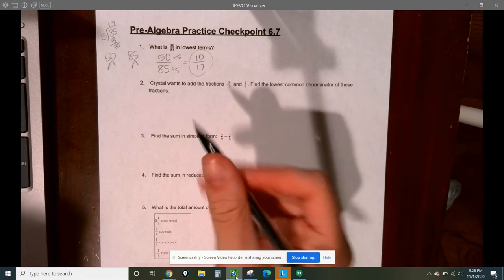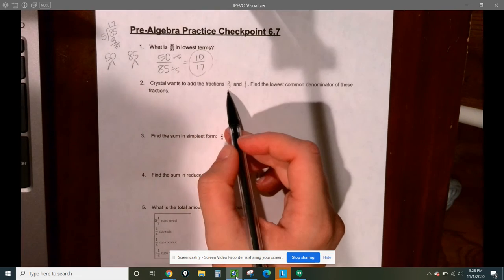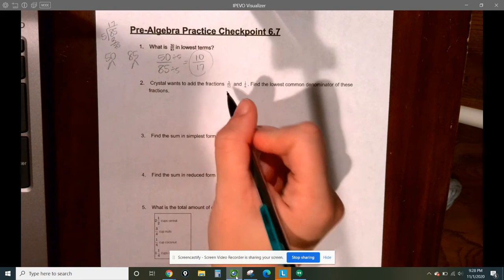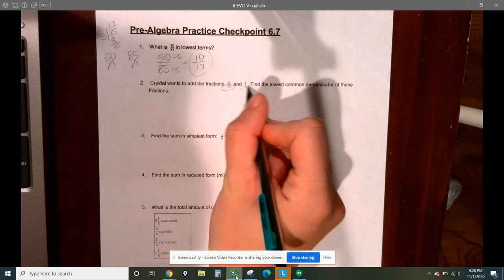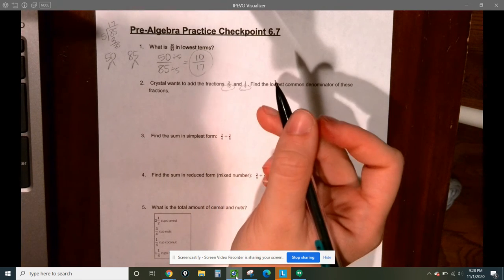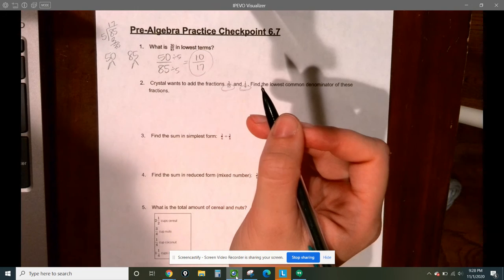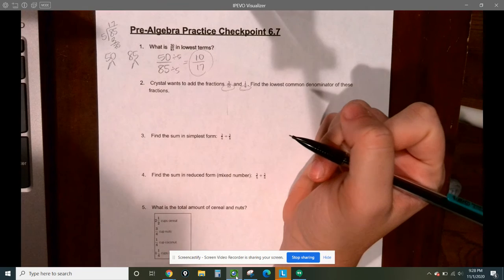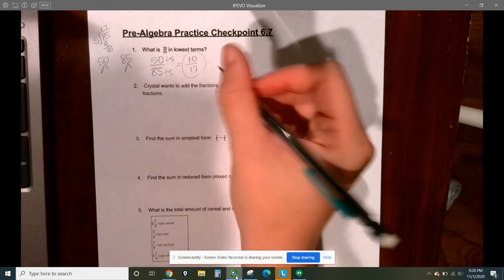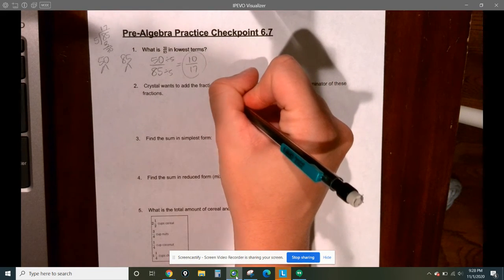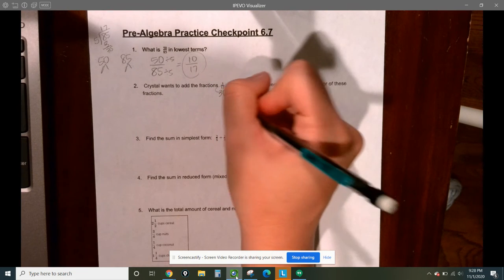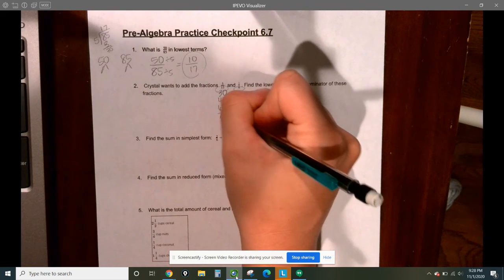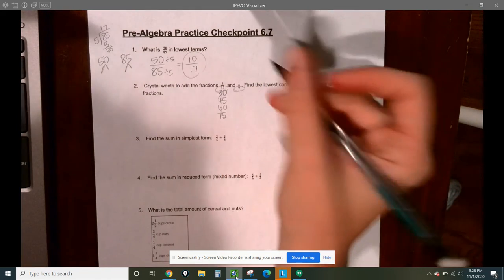Number 2, Crystal wants to add the fractions 5/15 and 1/6. Find the lowest common denominator of these two fractions. So we need to find the LCM, the least common multiple of 15 and 6. We had lots of different methods on how to do this in the previous lessons. I'm just going to start making a list of multiples of 15 and then of 6 and see if we can find one there. So 15 times 2 would be 30. 15 times 3 would be 45. Then 60, and then 75. I'm just going to stop there for a minute and see if that's enough.